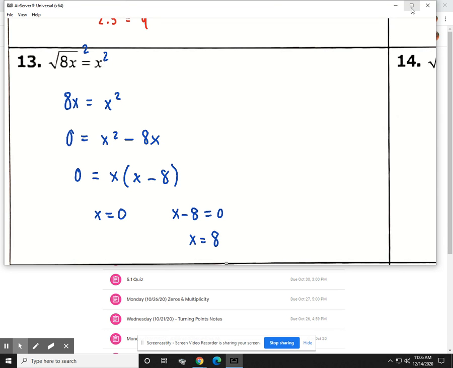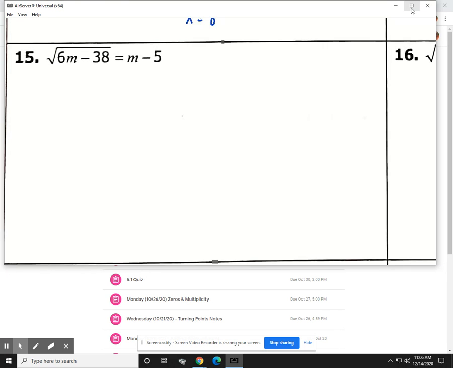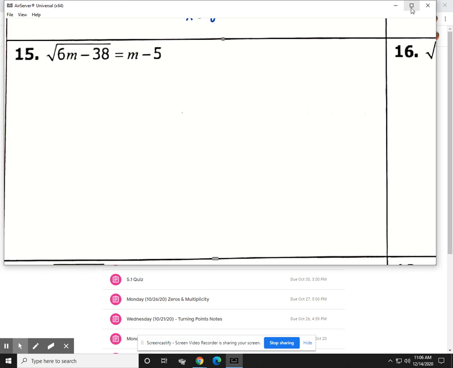Let me show you one more that might be a step harder. Go straight down to number 15. Now, incorporating what we did on Thursday, is this radical isolated? Yeah. So we can get rid of it. How do we get rid of it? Right, because the root is squared, right? It's the square root of. So we square it. Here's why this one's harder.